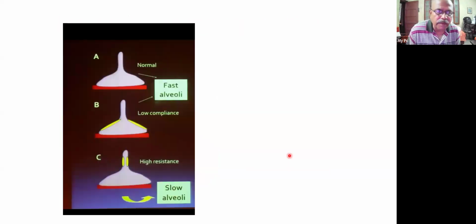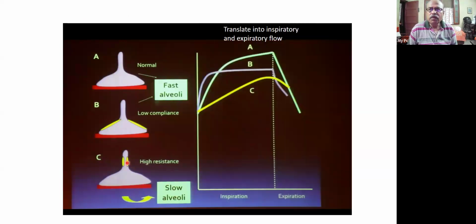So if we take these three alveoli here, you can see the first is a normal alveolus, no resistance, no compromise with compliance. The second one, of course, has a less compliant lung. And the third one is a high resistance alveolus because of constriction in the airways. And if you translate it into an inspiratory and expiratory flow graph, you can see the graph for the normal alveolus goes up quickly, distends very quickly, and then the expiration starts.